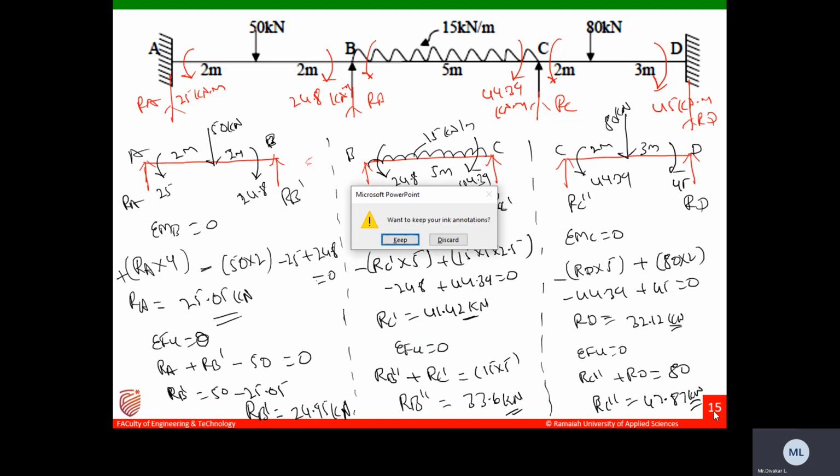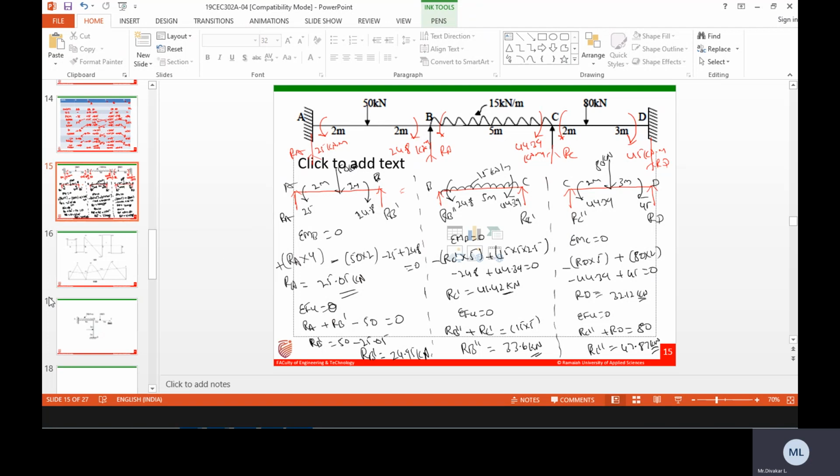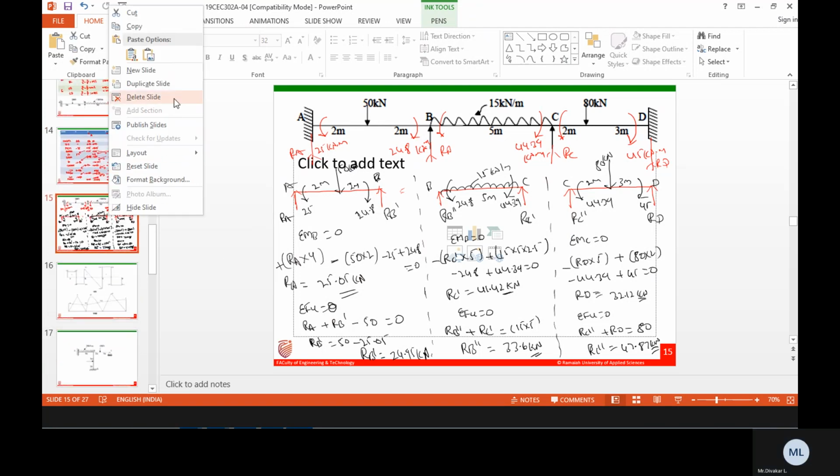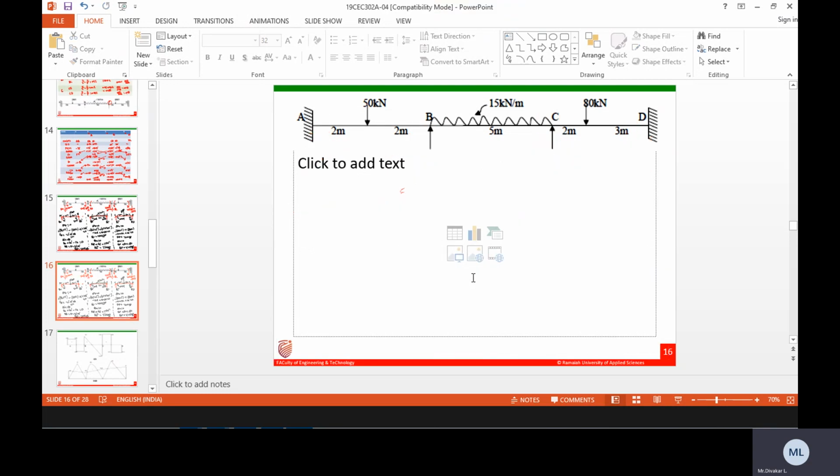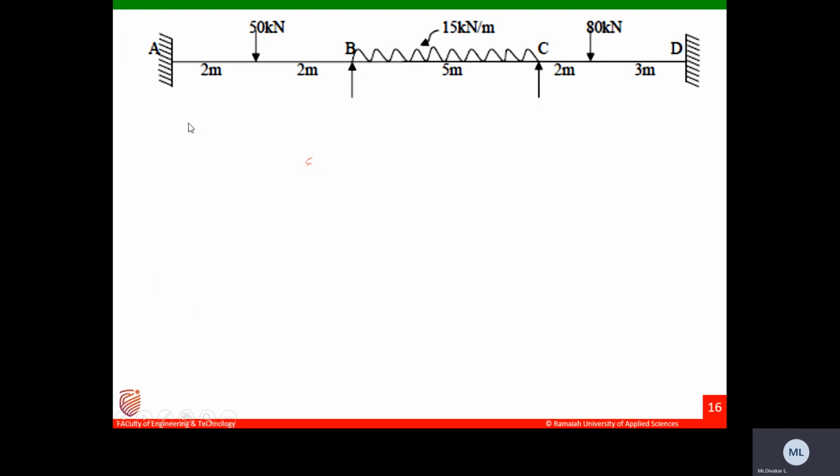Now let us draw. How to draw shear force diagram? I'll show you how to draw the shear force diagram for the given beam. Okay.